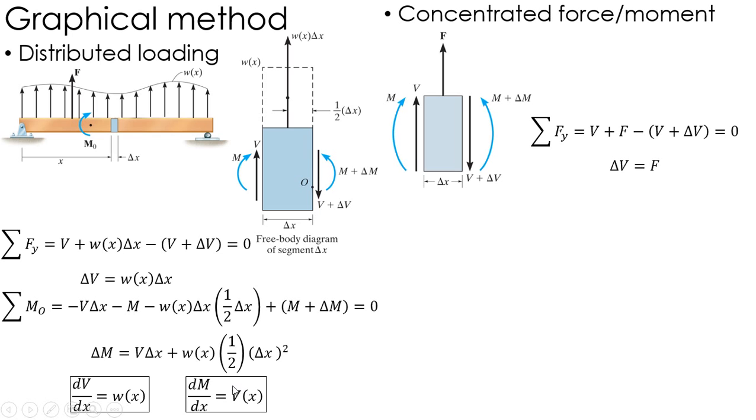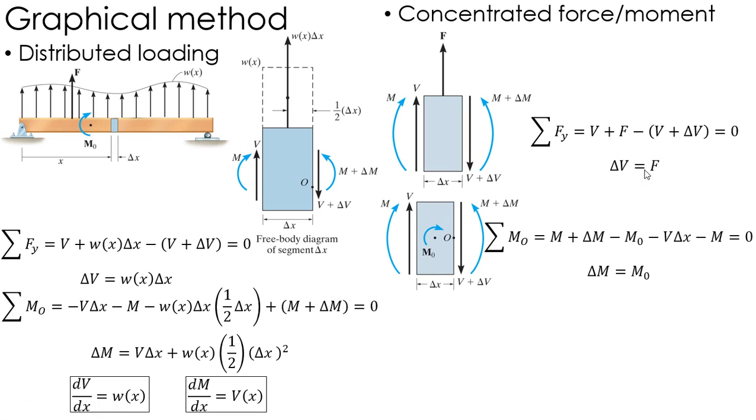Now, the other thing we need to look at is a concentrated force. Let's say I have a concentrated force on my beam. I look just on either side of it, and I get a free body diagram that looks like this. I've got V on one side, V plus delta V on the other side, and then F acting up. So the V's cancel out, and delta V equals my concentrated load F. Now, if I've got a concentrated moment, I'm going to take the moments about point O, so I've got M, and then M plus delta M.